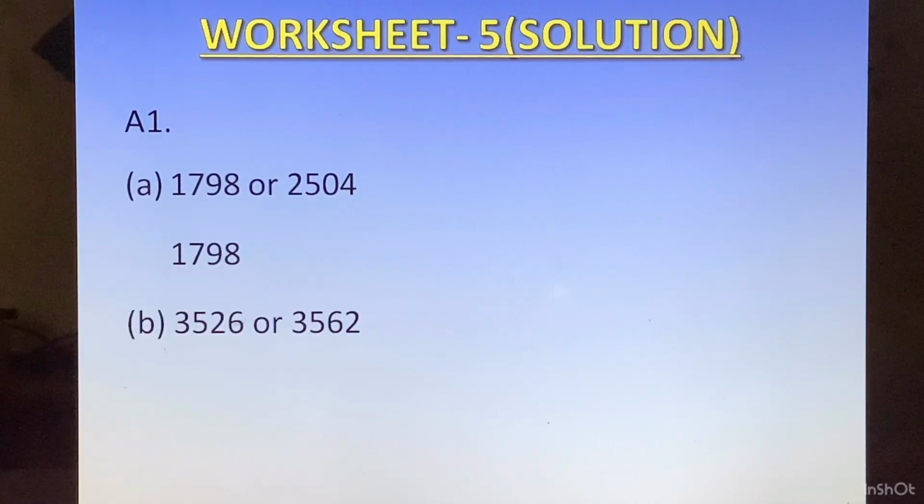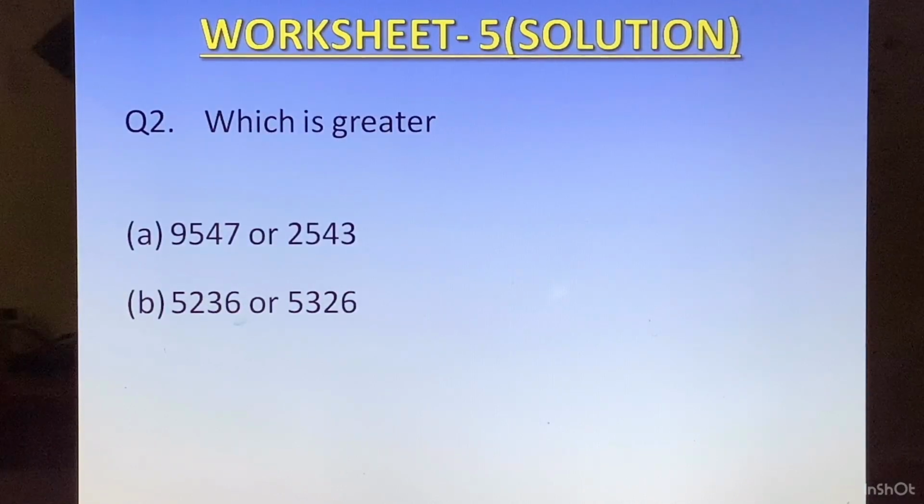B part: 3526 or 3562. Both are 4 digits. We'll start comparing the digits from the left side. Both have 3 in the first place, 5 in the second place. Then we go to the third place. The first number has 2 and the second number has 6. So 2 is smaller. Therefore, 3526 is smaller.